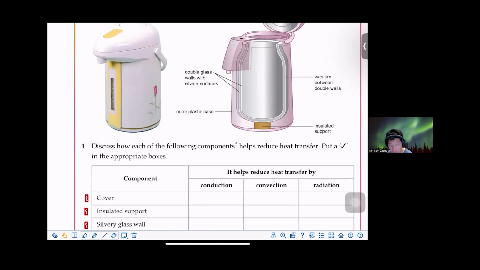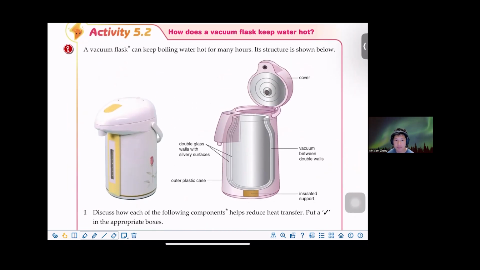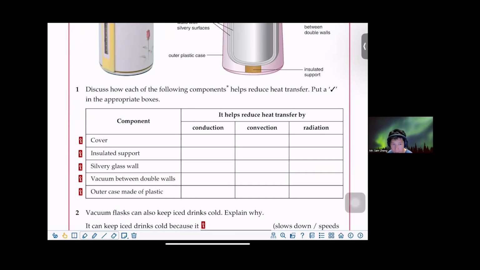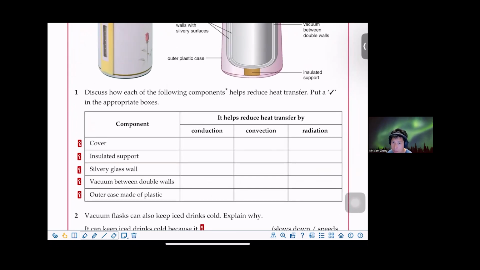For example, now we have the vacuum flask. If we think about the vacuum between the double wall, how can it reduce the heat transfer? Does it reduce the heat transfer by radiation? No. Why? Because the radiation will still occur inside the vacuum. Therefore, it must not be reducing the heat transfer by radiation. Now, in this case, I use Cantonese to mention it.